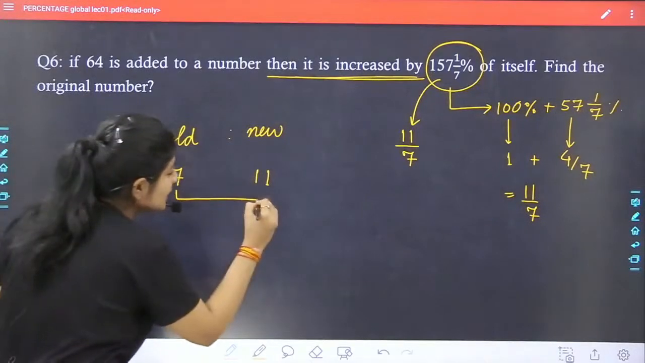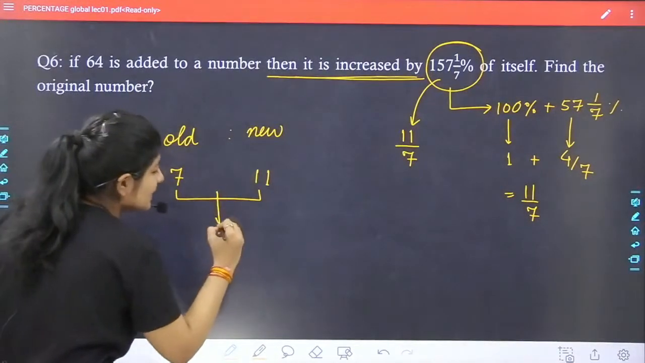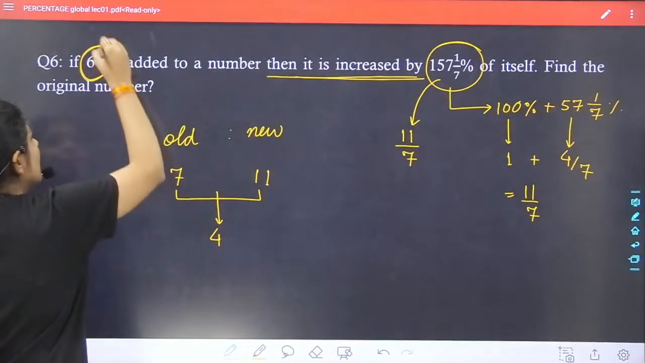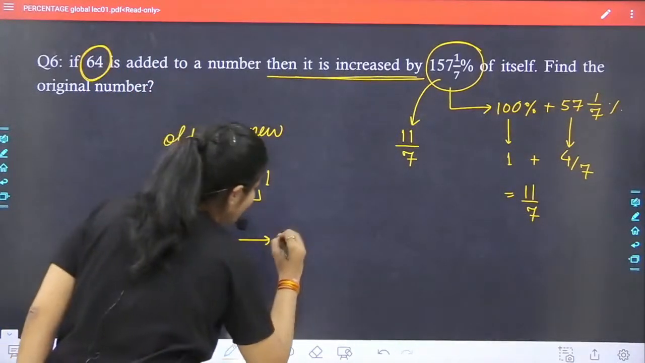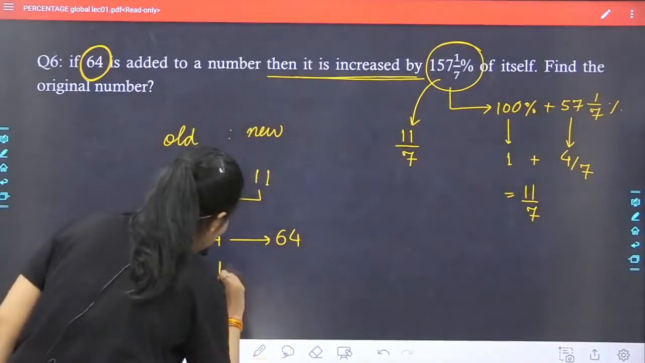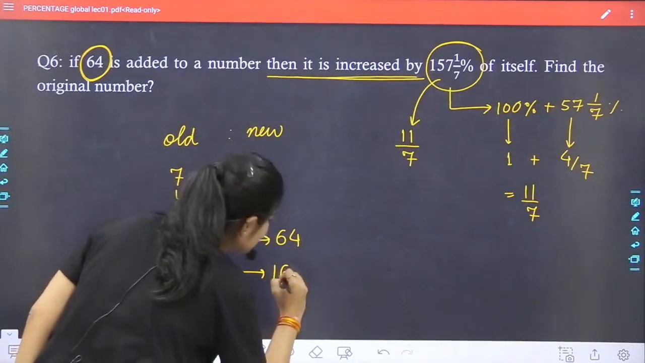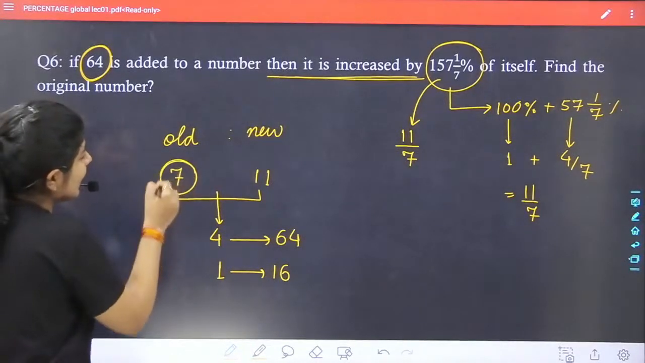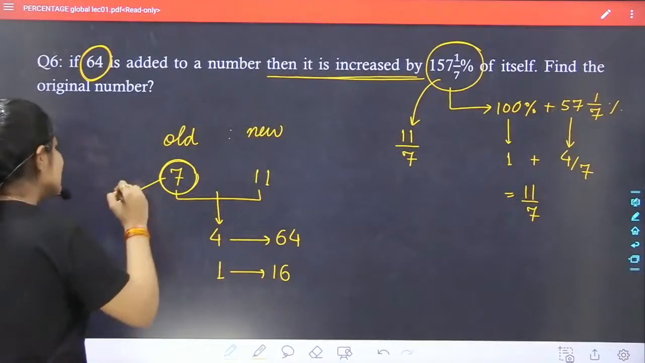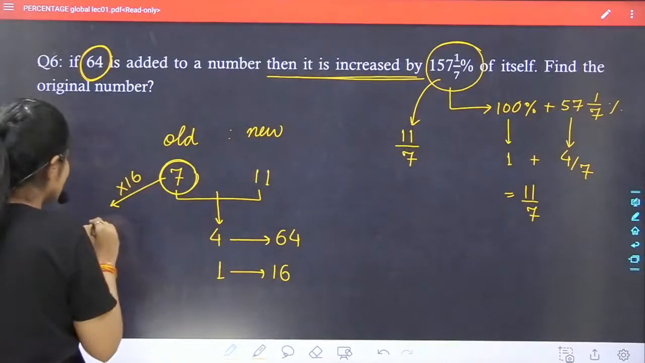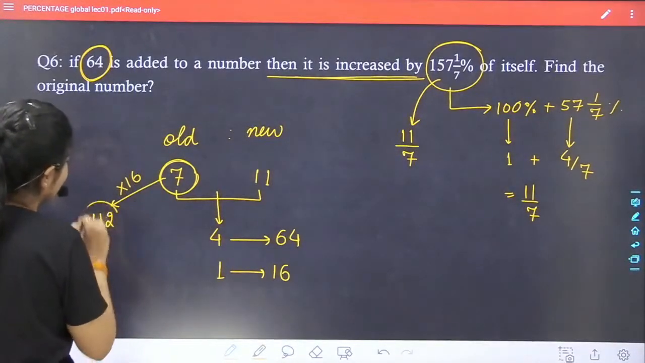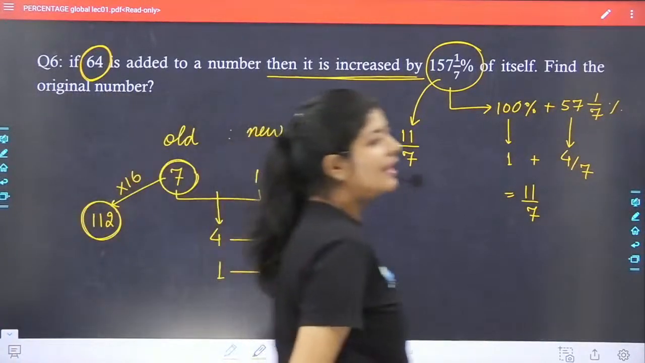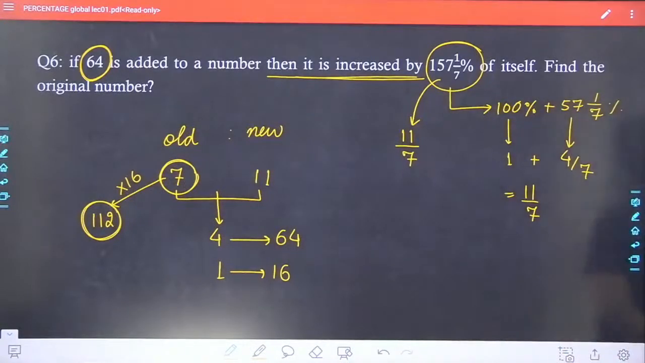The difference between these two numbers is 4, which is equal to 64. That means the value of 1 is equal to 16. And I have to calculate the original number. That means I have to multiply this 7 by 16 and I'll get my original number as 112. 112 is my correct answer. Very good, Aman.